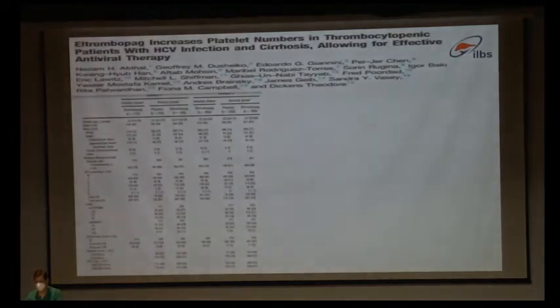Another one that I would discuss is eltrombopag in HCV and cirrhosis. This was again a study done by the same group, but here you would see that the patients they took were patients with Child A and Child B.